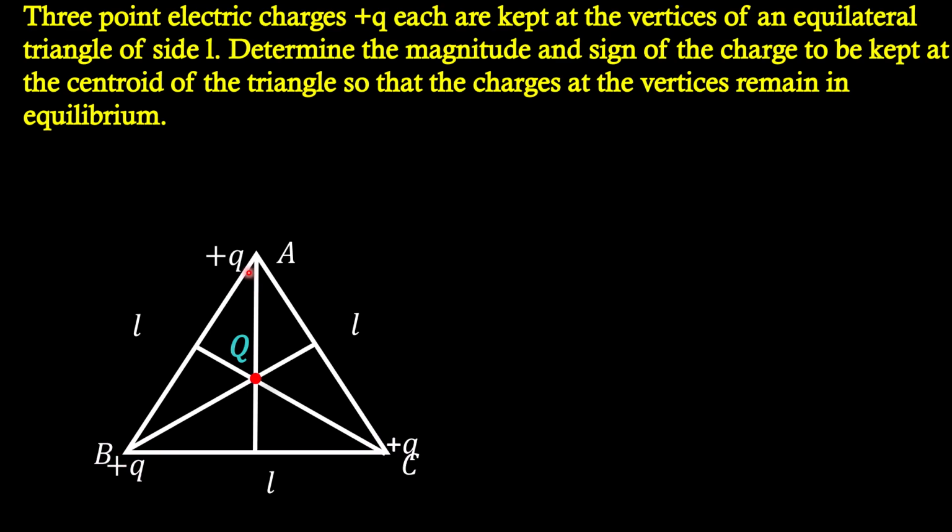Here, the three vertex charges are equal in sign and magnitude. So, the forces experienced by these charges are equal, so we consider only one vertex, that is the A vertex charge. This A vertex charge experiences force from the B vertex charge and the C vertex charge. First, we calculate the force experienced by the A vertex charge due to the B vertex charge. Let us consider that force vector is the F1 vector.